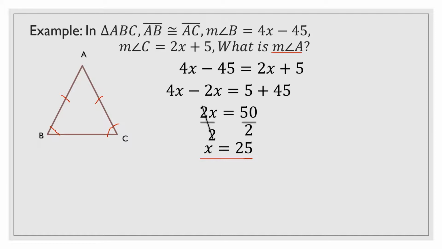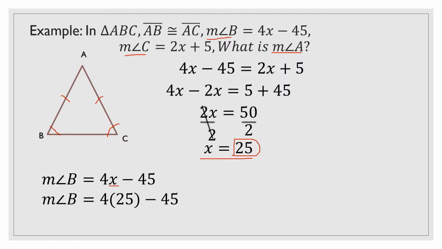Bago natin ma-solve yung measurement ng angle A, it's either hanapin natin yung measure ng angle B or angle C. So, let's see. Using the measurement of angle B, we have 4x minus 45. So, substitute lang muna natin yung value ng x na 25 sa variable x dito sa equation natin. So, we will have 4 times 25 minus 45. And that is equal to 100 minus 45, which is equivalent to 55. Angle B now is equivalent to 55.